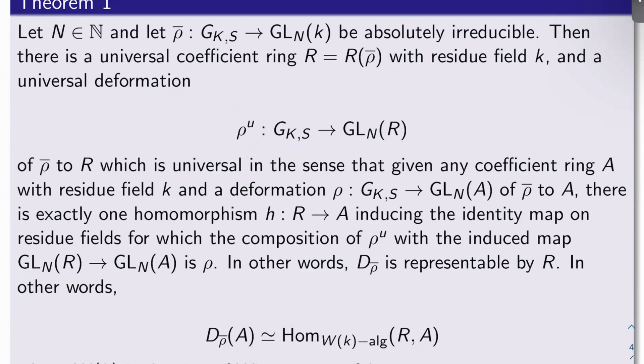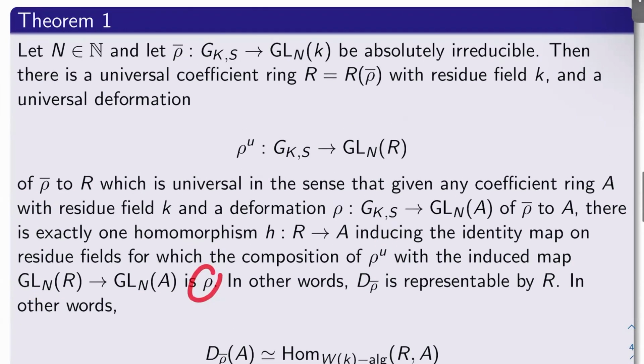in the sense that if you give me any coefficient ring A at all with the same residue field k, and any deformation rho from G_{K,S} to GL_n of A of rho bar to A, there is exactly one coefficient ring homomorphism h from R to A inducing the identity map on residue fields, so it's a coefficient ring homomorphism, for which the composition of rho U with the induced map GL_n of R to GL_n of A, which we'll also call h, is rho.